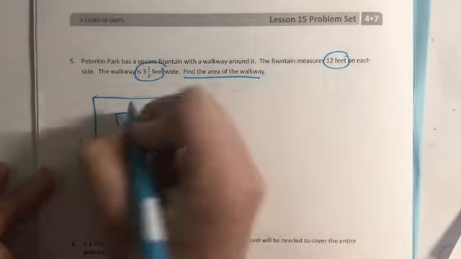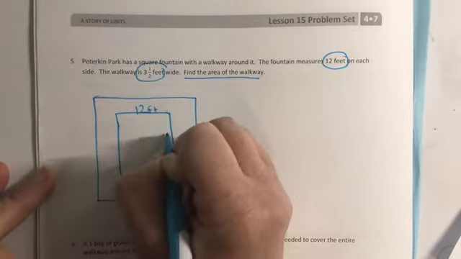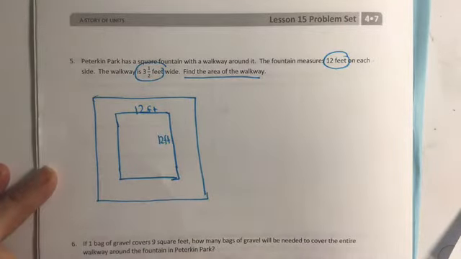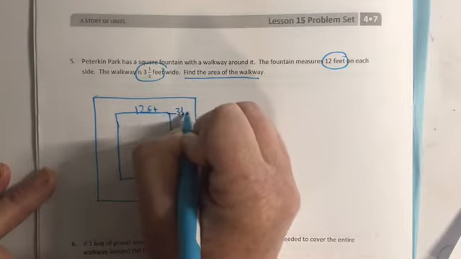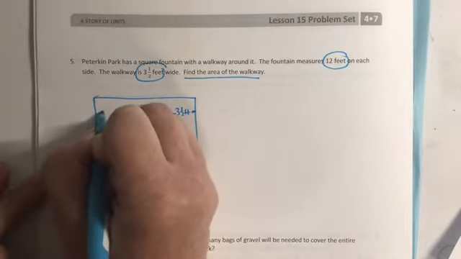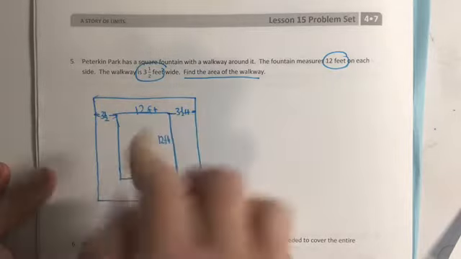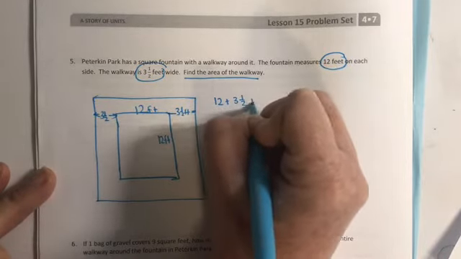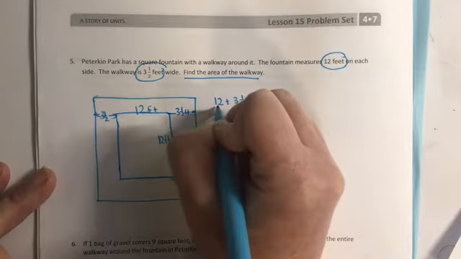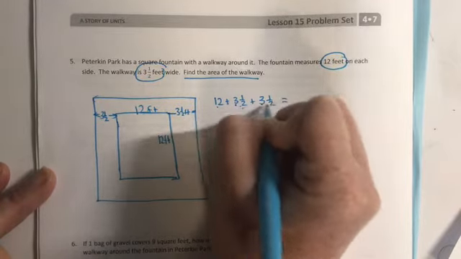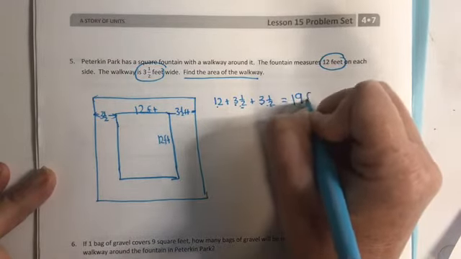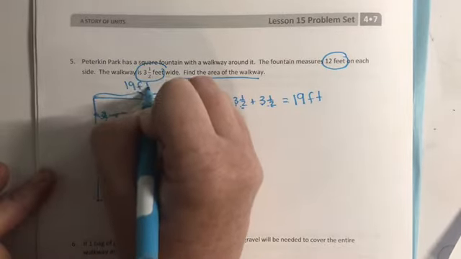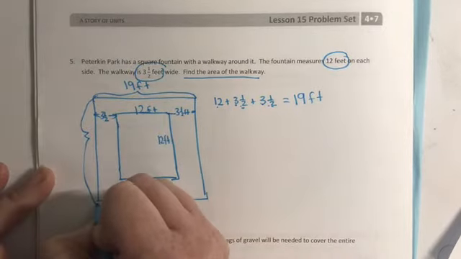All right. So we know that this is going to be 12 feet here by 12 feet here. Okay, that part we do know because it's 12 on each side. That's where the fountain is. We know that this is going to be 3.5 feet more on this side and 3.5 feet more on this side. So we're going to add all of these together. So 12 plus 3.5 plus 3.5 equals 12, 13, 14, 15, 16, 17, 18, and then a half is another half, so 19 feet. So we know now that each of these is gonna be 19 feet. Because it's a square, it's gonna be the same on both sides.